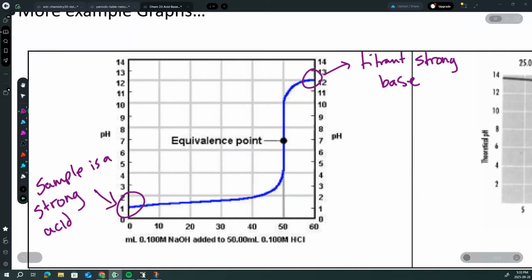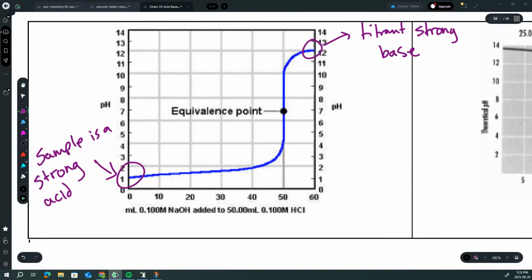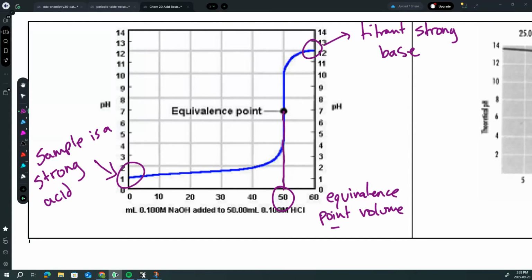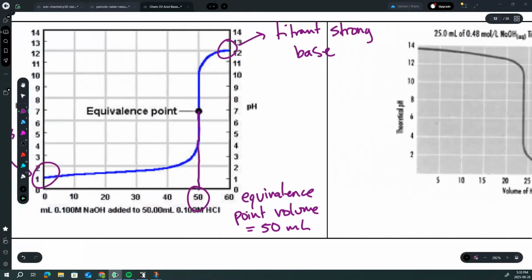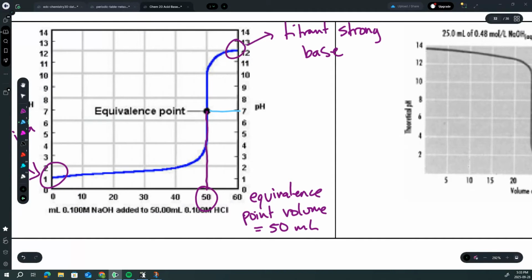Okay, our endpoint still happens at a pH of 7, and our equivalence point, if we trace our finger down, happens at 50 milliliters. So equivalence point volume is equal to 50 milliliters. Okay, so that's how much titrant we had to add in order to get to a stoichiometric reaction. And let's also just label the endpoint here. Endpoint is equal to a pH of 7.